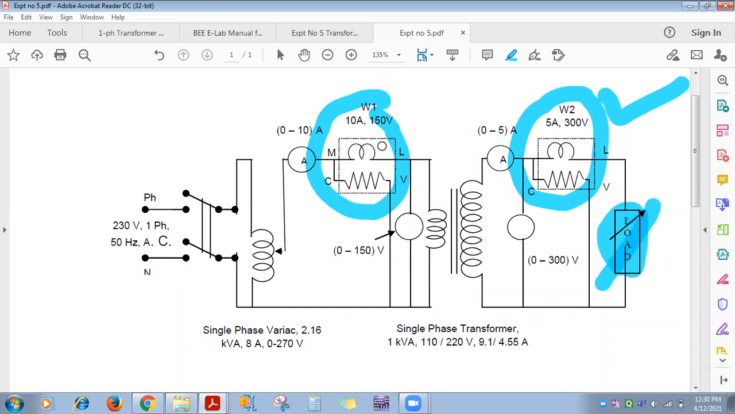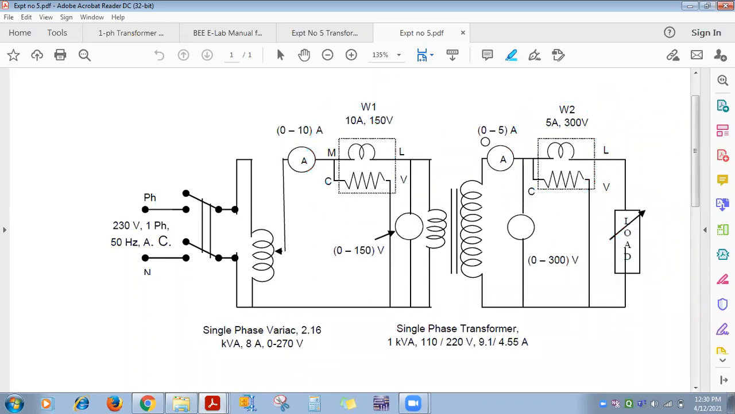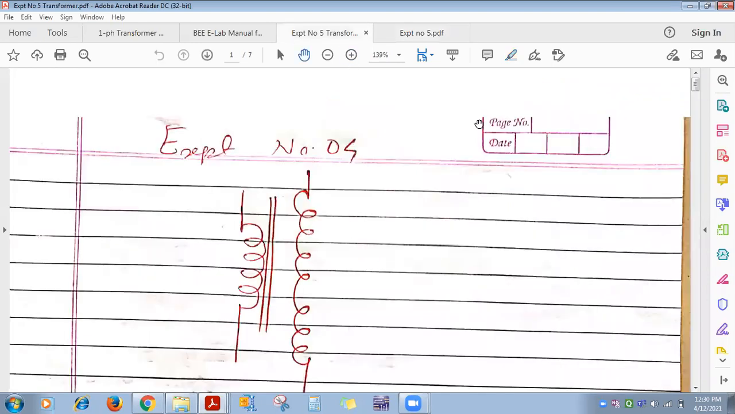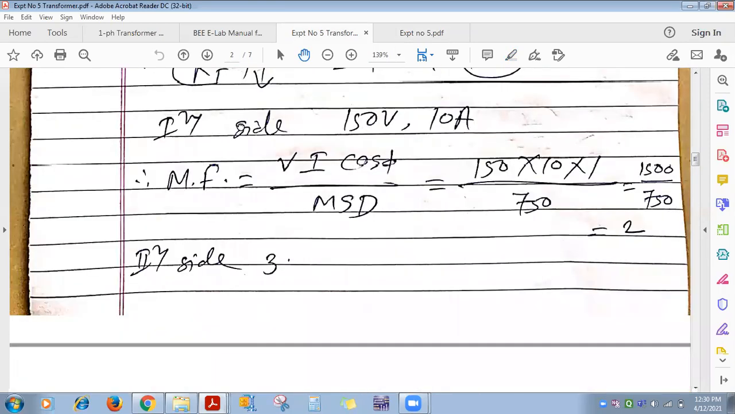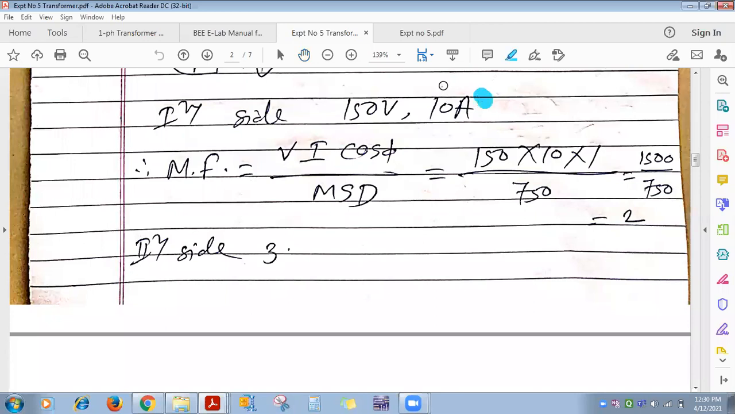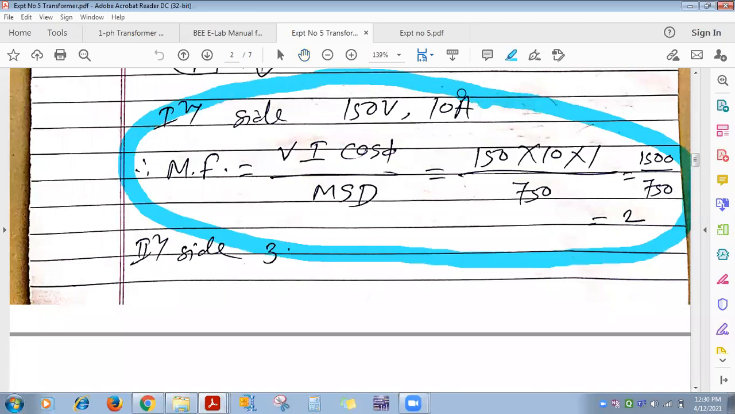Okay, now in the wattmeter you should know its multiplying factor also. The voltage range and current range are given here. For both wattmeters, consider the power factor as 1. So the formula for the multiplying factor of both wattmeters is V range into I range into cos phi divided by maximum scale deflection. See, maximum scale deflection means where does the wattmeter scale end? The scale starts from 0 and ends at 750 watt. Maximum scale deflection, full scale deflection.